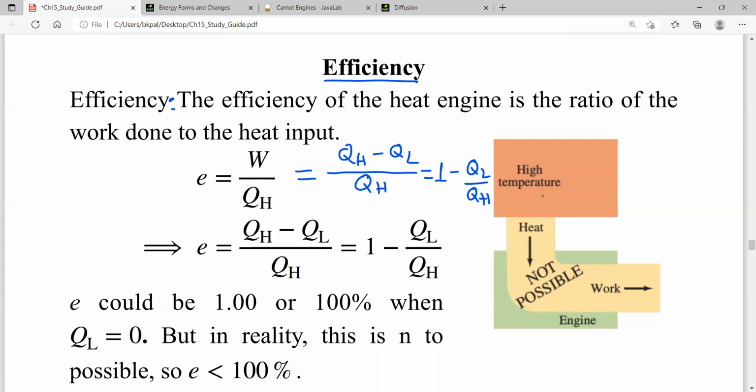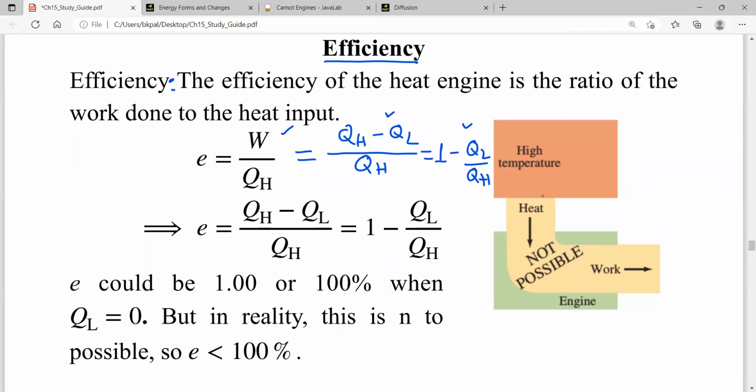Either this equation or this equation or this equation you can use to determine the efficiency of a heat engine. Now, for a real engine, efficiency cannot be equal to 1. It is always lower than 1. Now why is it not equal to 1?